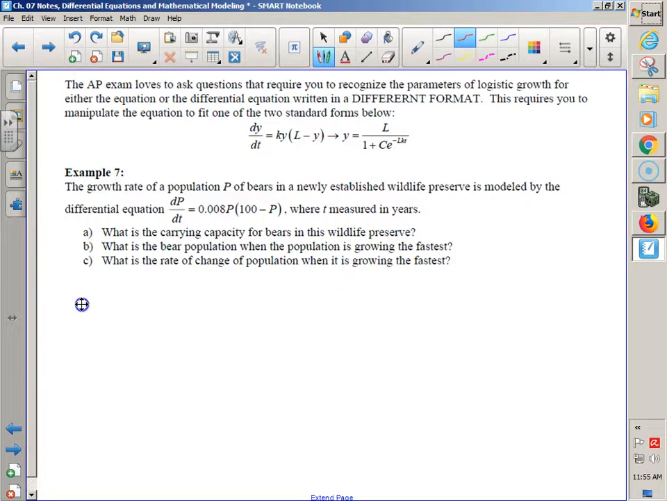Example 7. Example 7. Oh, what's different? They gave you the derivative. Aw, where's L? It's 100. Oh, that's easy. 100 bears. Duh, bears. Is that too old for you guys?